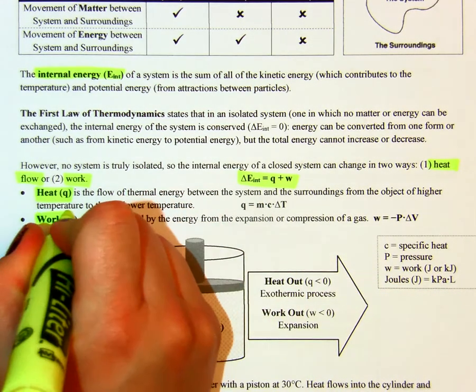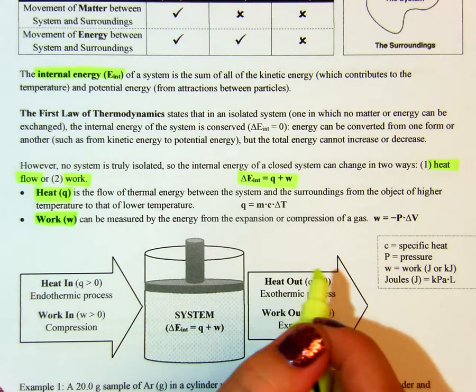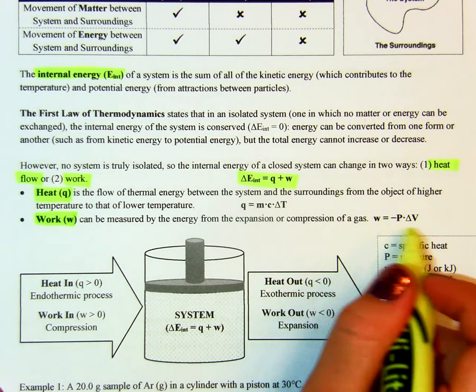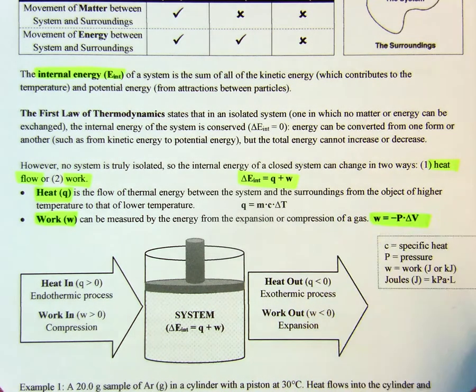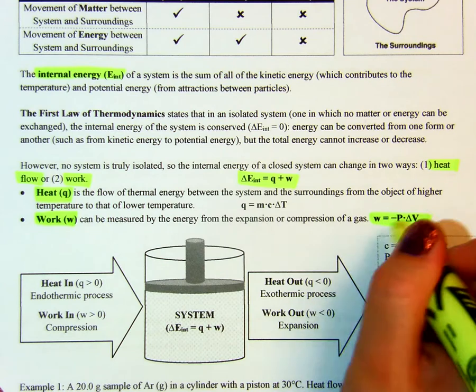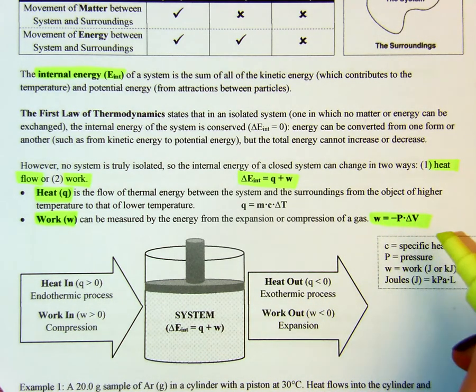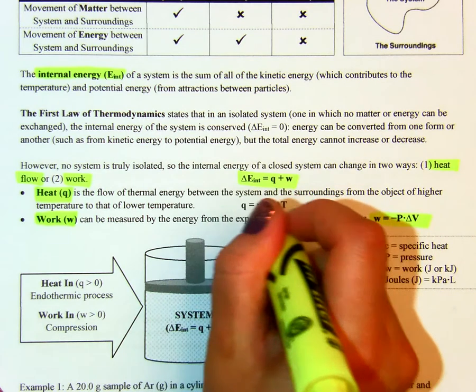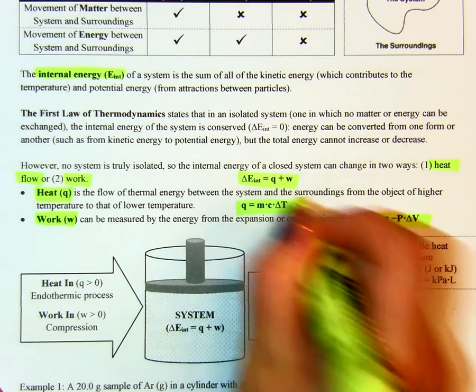And work has the symbol W, a lowercase w, and that can be measured by the energy from the expansion or the compression of a gas. And we are going to use this equation for that. W, or work, equals negative P, pressure, times delta V, the change in volume. We also have an equation to calculate heat. So q equals mc delta T.